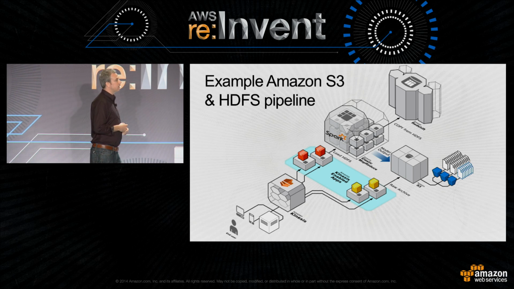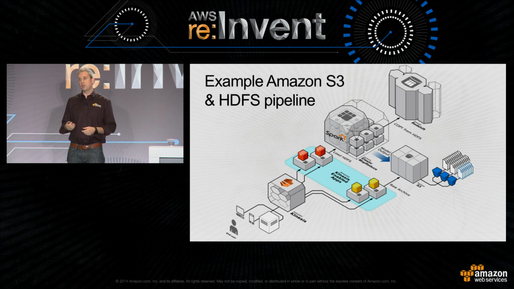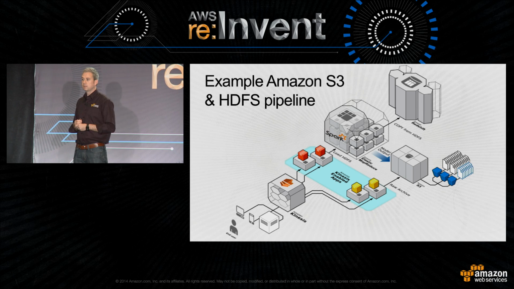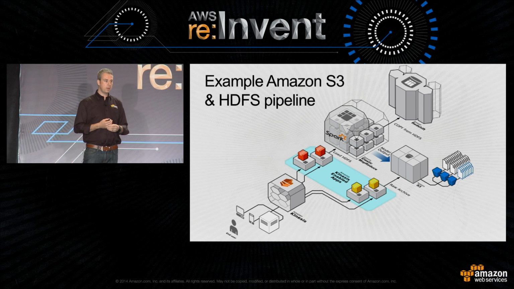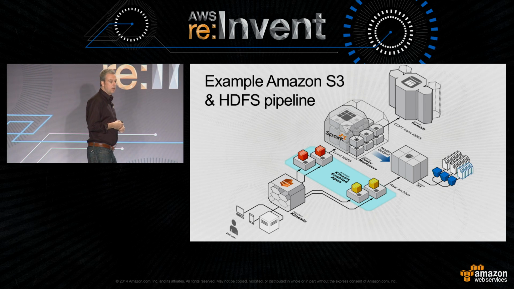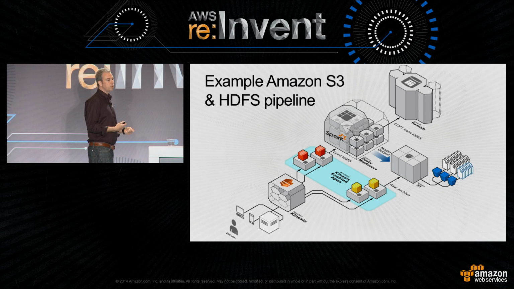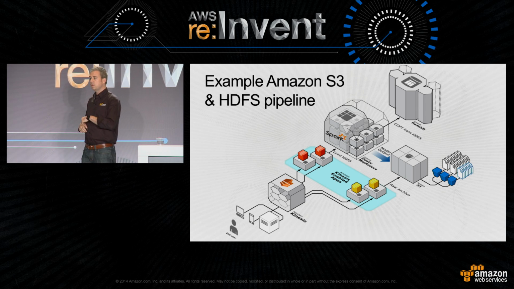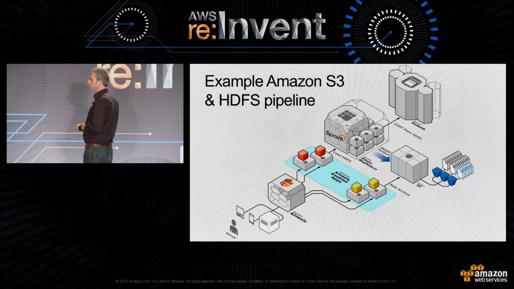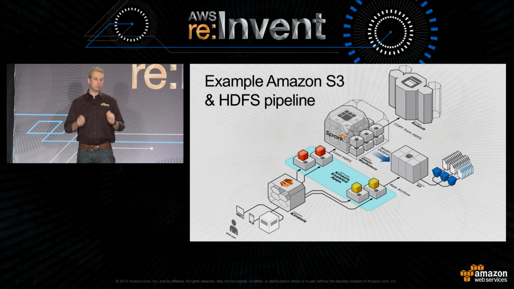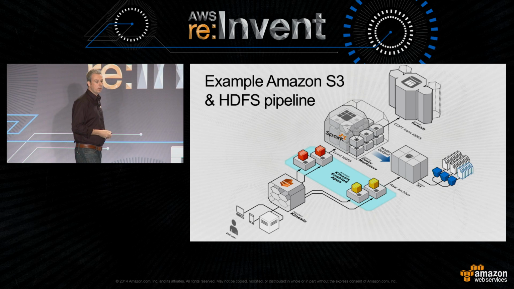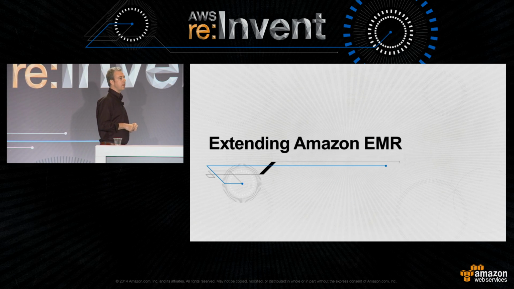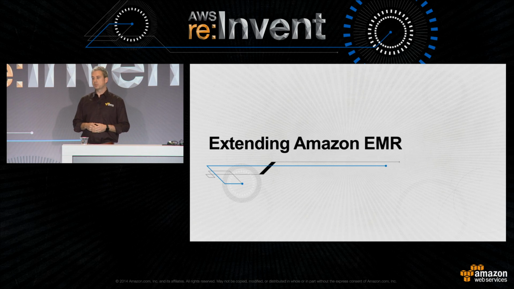And then we might take advantage of the fact that Redshift can be loaded from Elastic MapReduce directly from HDFS using the copy command. And so we've got a real-time processing pipeline that's taking advantage of this high-performance HDFS file system, in-memory processing with Spark, and then pushing the aggregate results out for subsequent reporting. So how would we do this? How would we extend Elastic MapReduce to do this kind of processing?